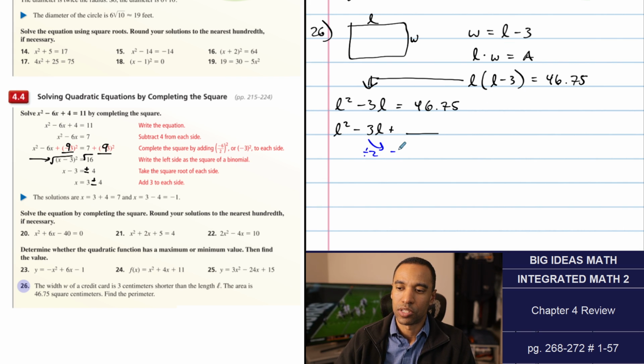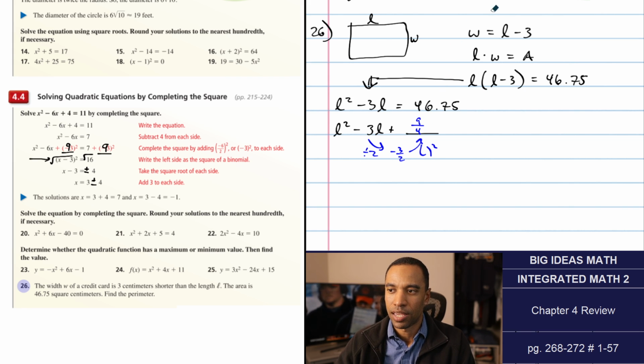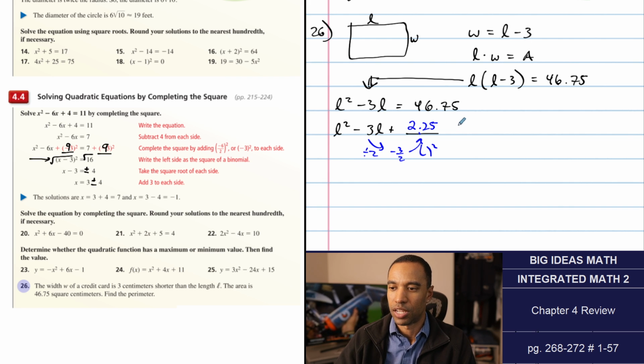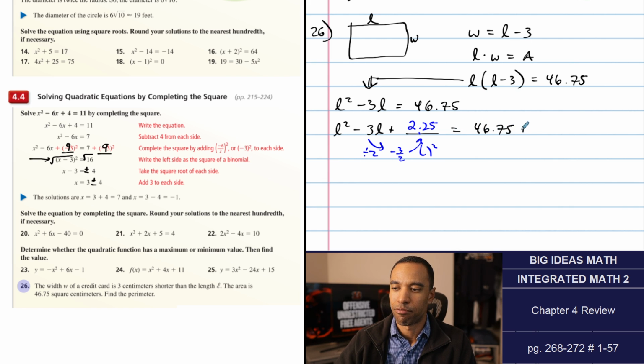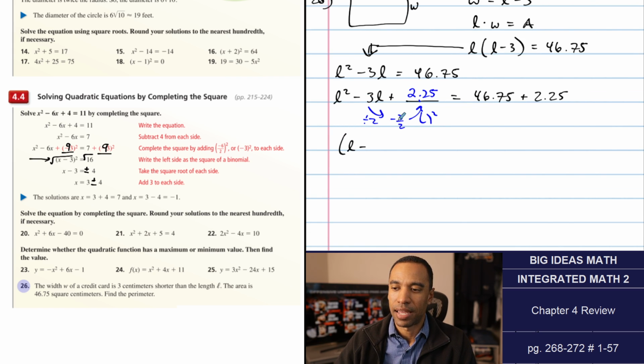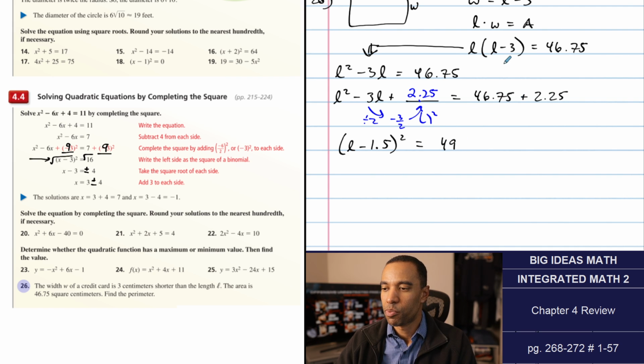Negative 3 divided by 2 is negative 3 over 2, and negative 3 over 2 squared is 9 over 4. Now, I'm going to rewrite that as a decimal because the other side is a decimal. 9 over 4 is 2.25, and that's what's happening over here. Looks like this will clean up. 46.75 plus 2.25 is 49. This factors into L minus 3 halves, which is 1.5, squared. I'm going to write these as decimals.